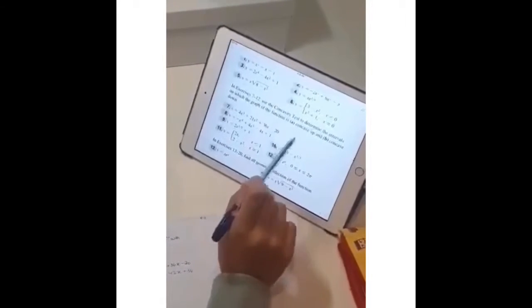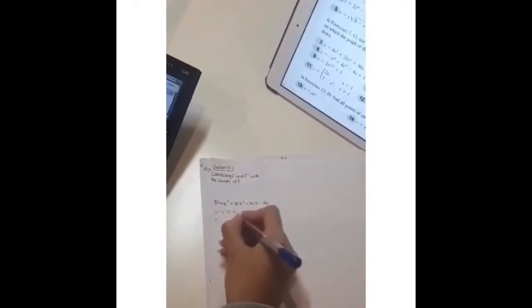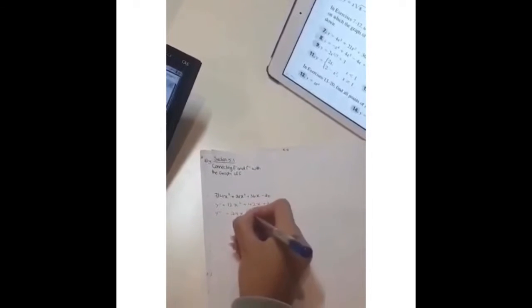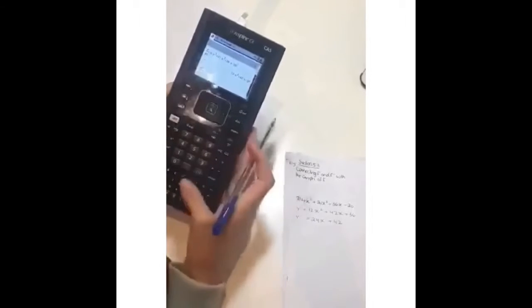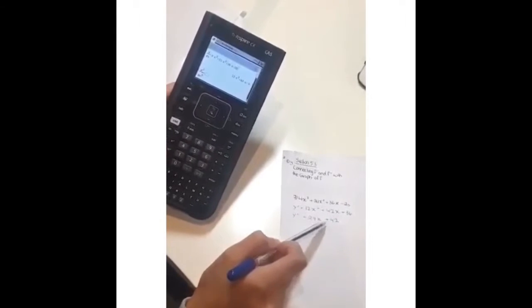And then they want the concave up and concave down. So in order to find them, we have to find the y double prime. So this time it's going to be 24x plus 42. In order to find the y double prime in the calculator, click here, the double prime of x, and then plug in the equation. And the answer is going to be 24x plus 42.